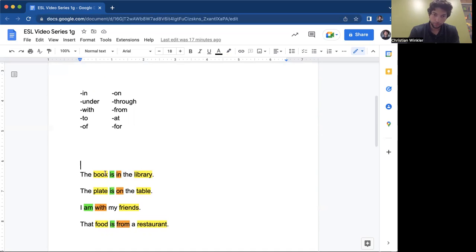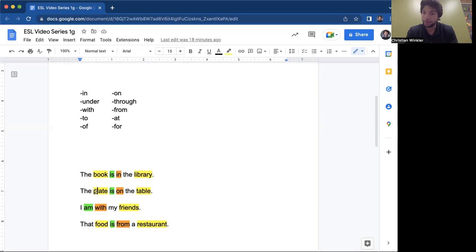And that is expressing relation to the book and vice versa. So the book is in the library, right? So now we know the relation between the book and the library. It's the book is in the library. That's the relation. That's basically what prepositions are. That's the main purpose.